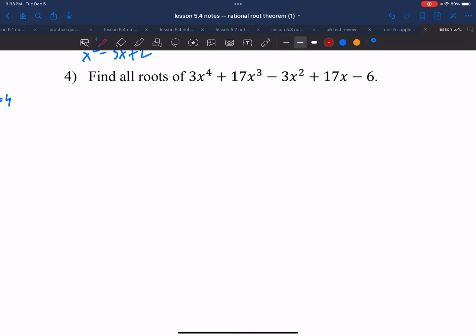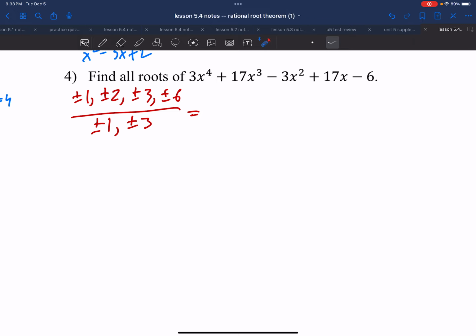GCF? No GCF. Okay, fine. The last term is 6, so we're going to do plus or minus 1, plus or minus 2, plus or minus 3, plus or minus 6 over the first term, which is plus or minus 1, plus or minus 3. Now, this is where it gets annoying, you have to do all the variations of this, right? So 1 over 1 is 1. 1 over 3 is 1/3.